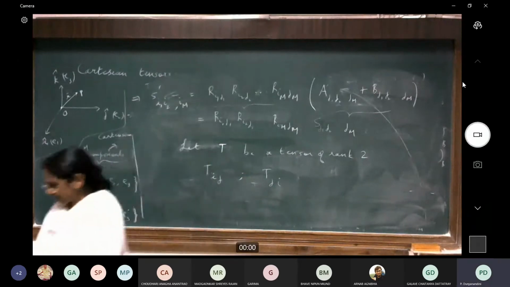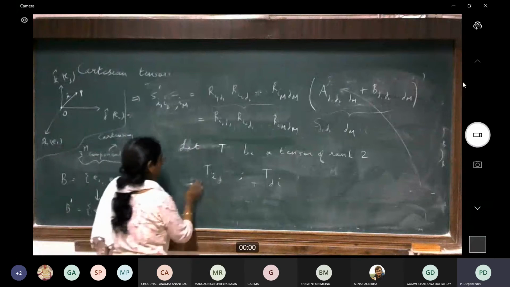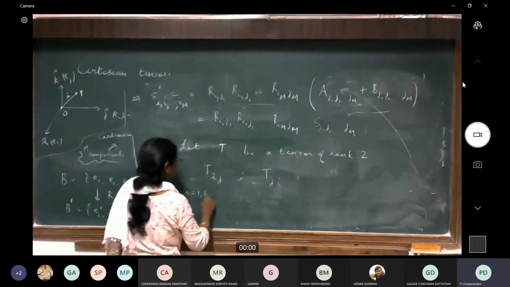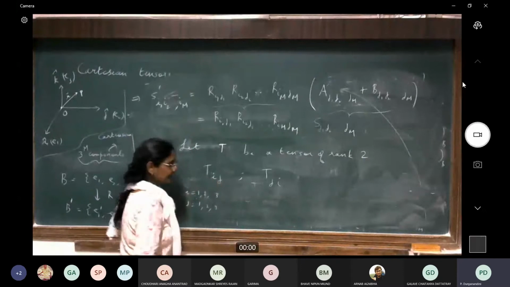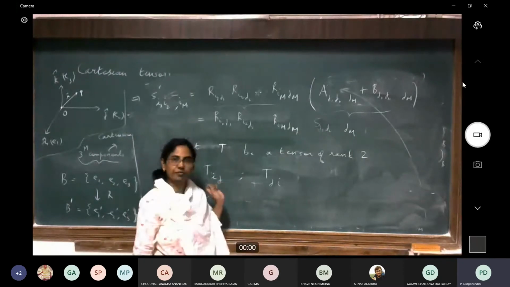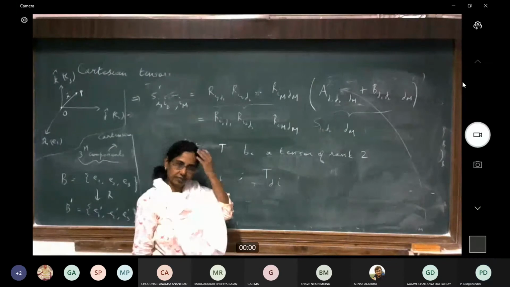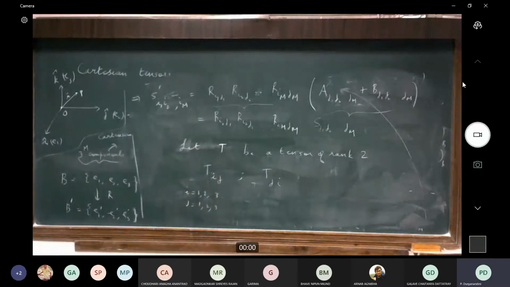It should make no difference, right? Because see, when I write Tij, i and j are free indices: i equals 1, 2, 3 and j equals 1, 2, 3. So whether I use i here or j here, it should make no difference. Do you understand that? Because it is just an index, it's just a label. Is this clear?